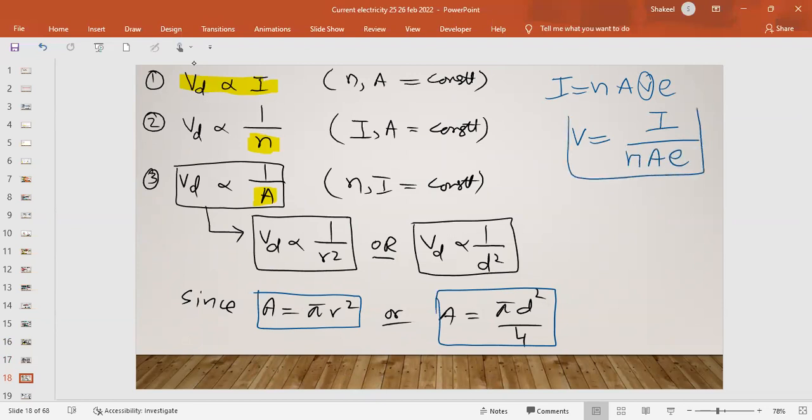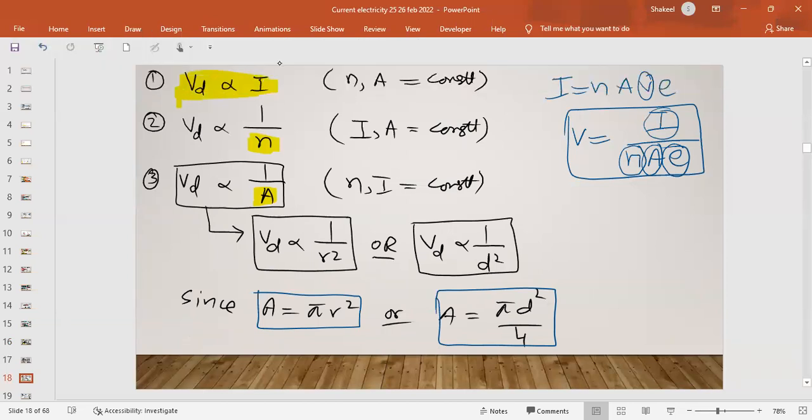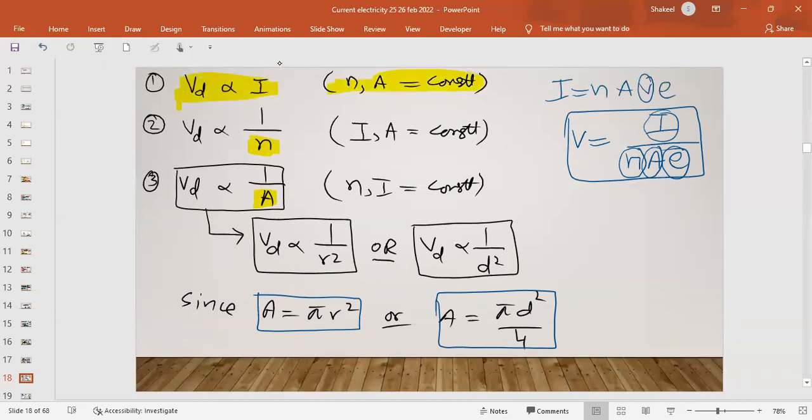ये आपके पास आ गया। अच्छा, अब बेटा इसके फोर मतलब V depends upon four things. Number one is current, number two is N, number three is area, and number four is E. So let's look at them one by one. सबसे पहले drift speed is proportional to current if you keep all other factors constant. So अगर जिस कंडक्टर में करंट ज्यादा होगा उसमें ड्रिफ्ट स्पीड भी ज्यादा होगी according to the relation. Second is N, and drift speed is inversely proportional to N.